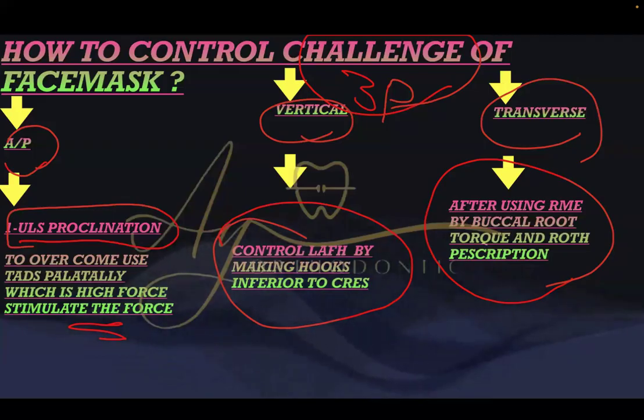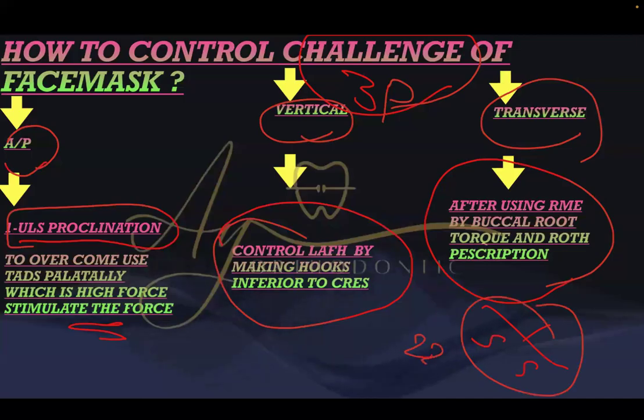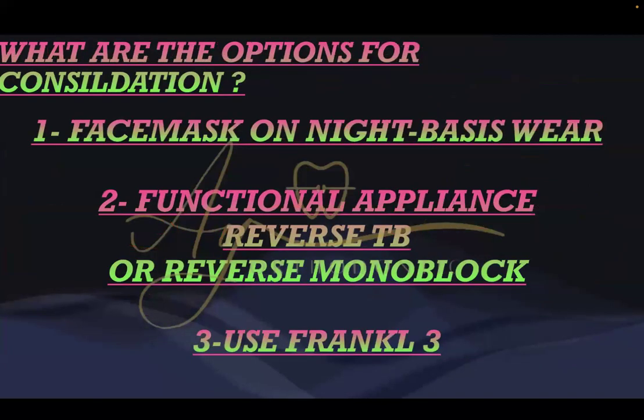And actually, to gain more buccal root torque, you can use in the Roth prescription the lower premolars, okay? Because it's a 22, and you can put it in the upper. You will gain more buccal root torque by this method. What are the options of consolidation?